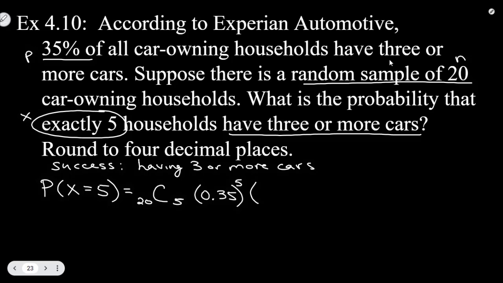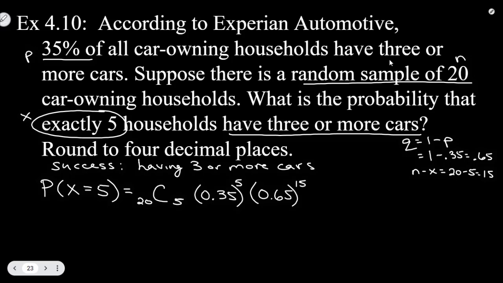Now, this one they didn't give us. In this next parenthesis goes q, or 1 minus p. So since we figured out from the situation that p is 0.35, that means q, or 1 minus p, is 0.65. So that's going to go into our next parentheses, 0.65. And then the exponent for that is n minus x. In our case, this is the number of failures if there are exactly 5 successes. So that's going to be 20 minus 5, which is 15. So that will be our exponent on this one.